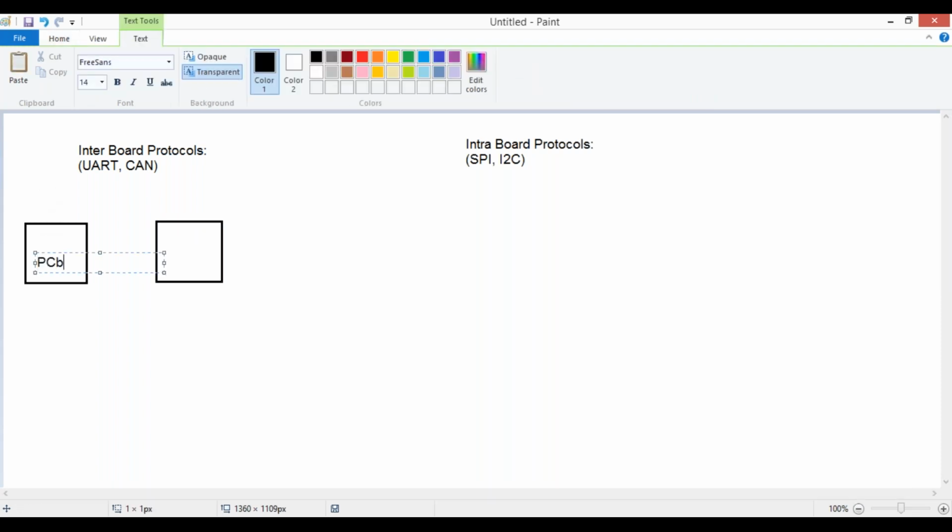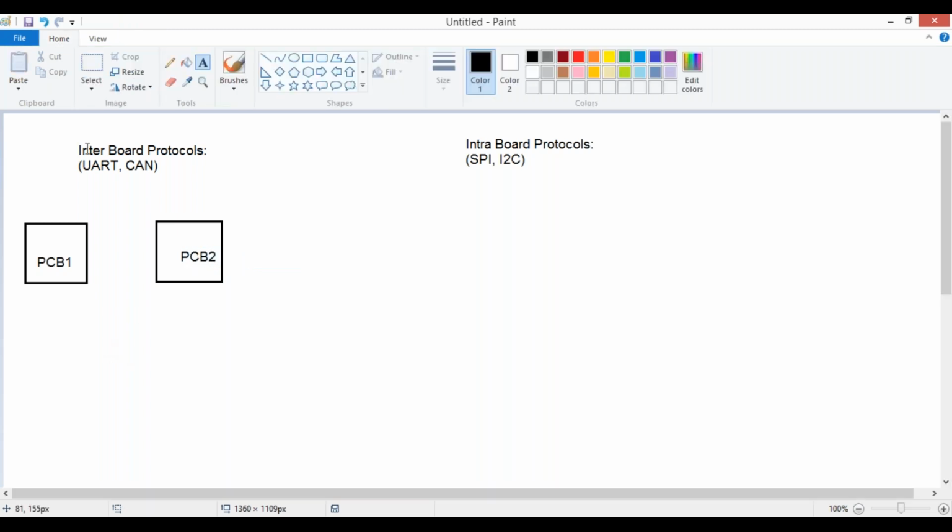By the way, what is a PCB, guys? Let's say this is my PCB1 and this is my PCB2. PCB is nothing but a printed circuit board, correct? So when communication is happening between two different boards, two different systems, it is interboard communication. By using the UART and CAN protocols, you can communicate between two different boards, between two different systems.